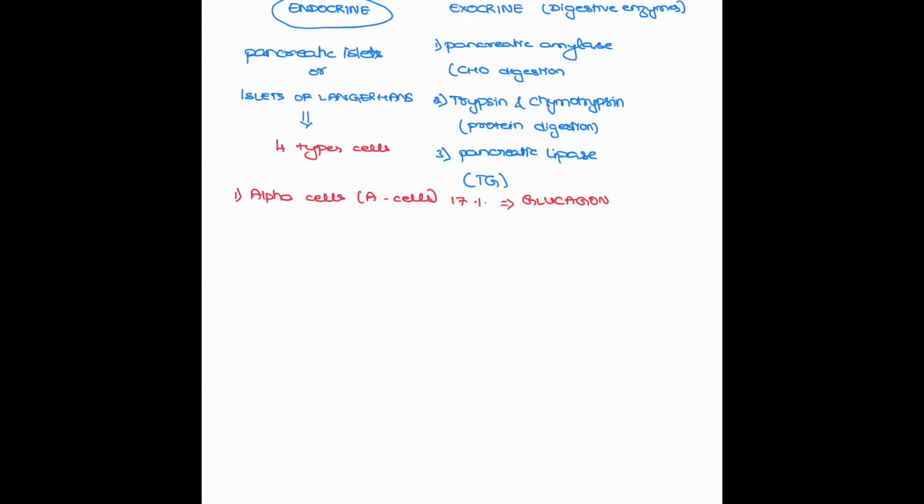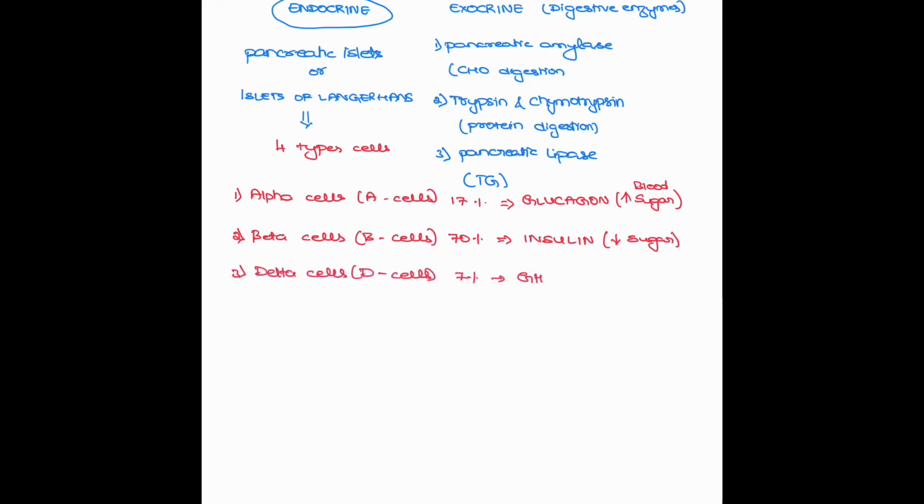As you remember, glucagon is a hormone which will raise the blood sugar level. Next, coming to another type of cell, that is the beta cells, which are also called B cells, which constitute about 70% of the islet mass, and will secrete insulin. As you all know, insulin is a hormone which is responsible for lowering the blood sugar level.